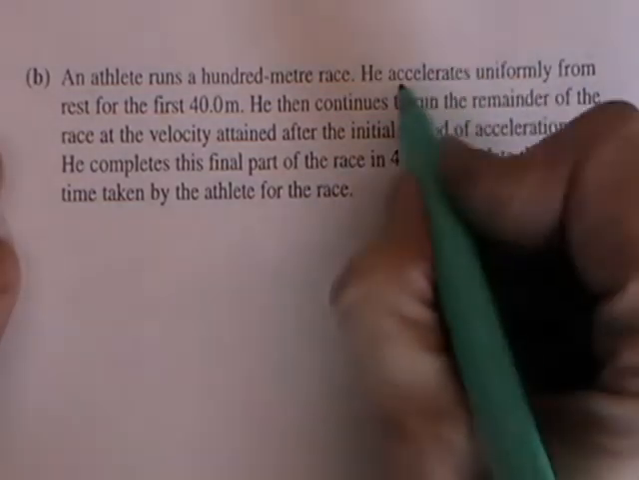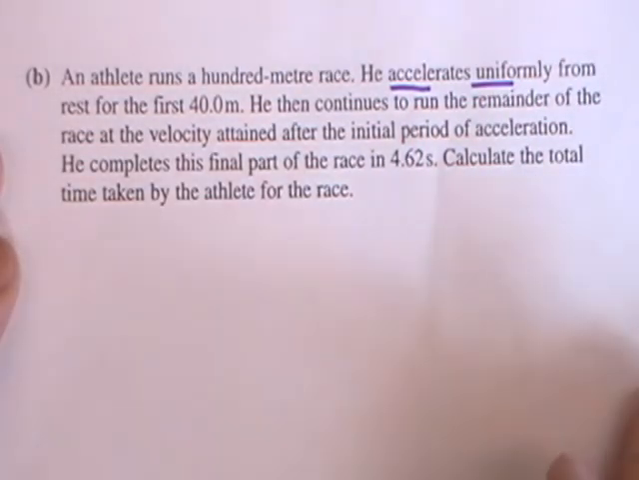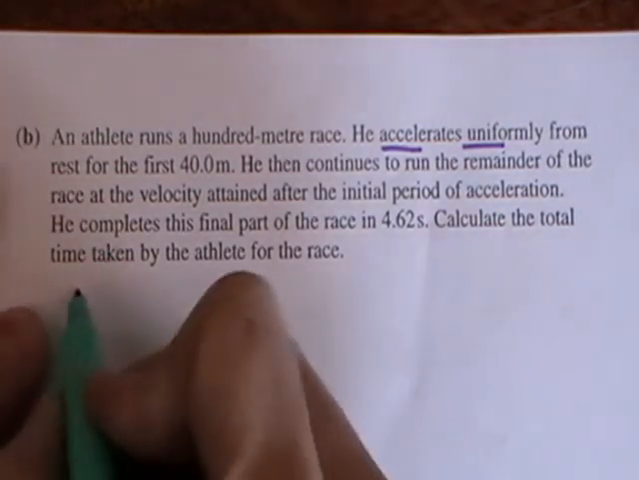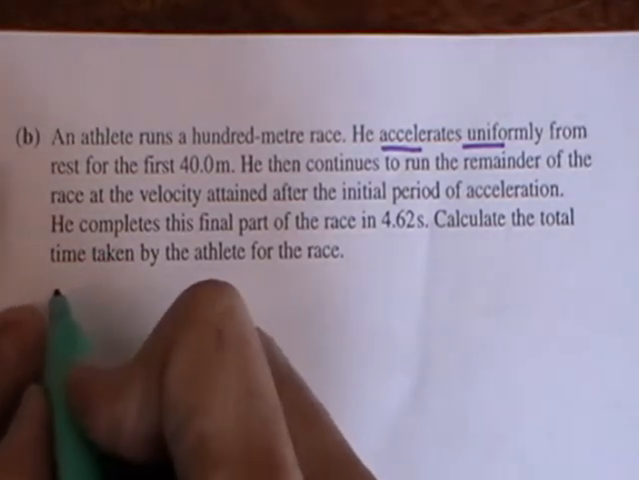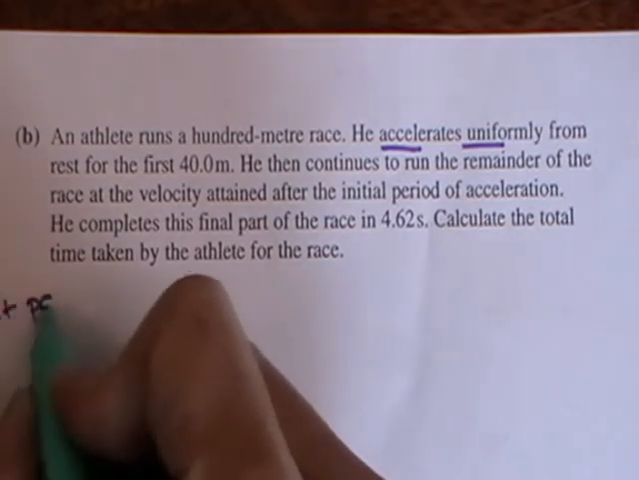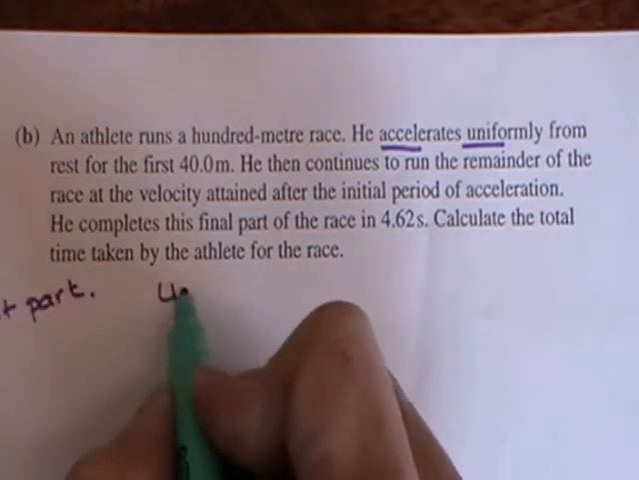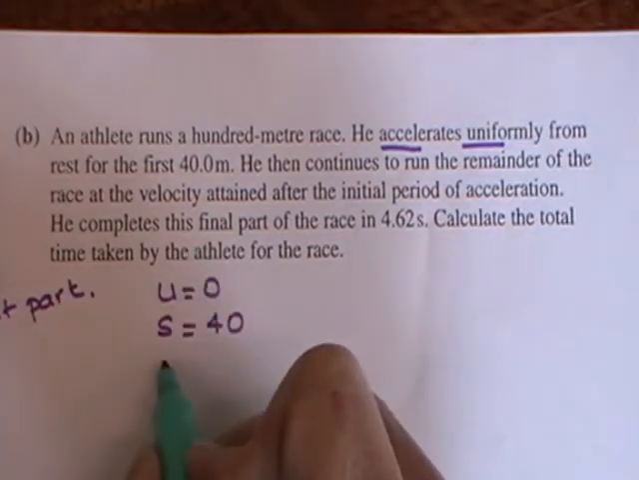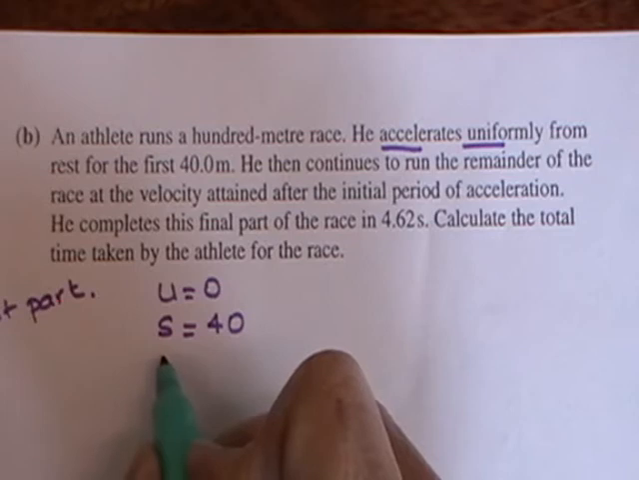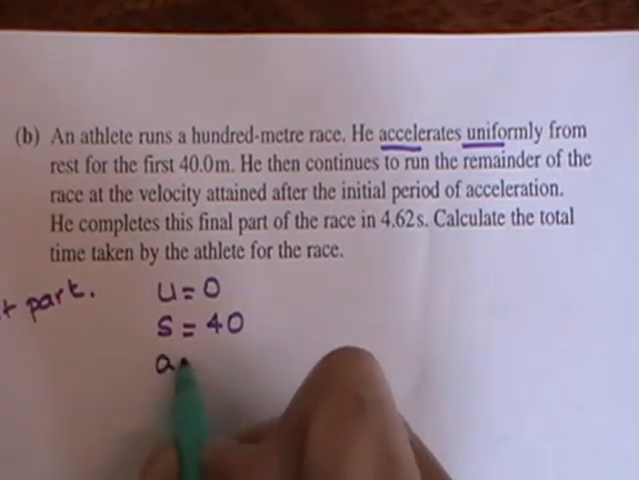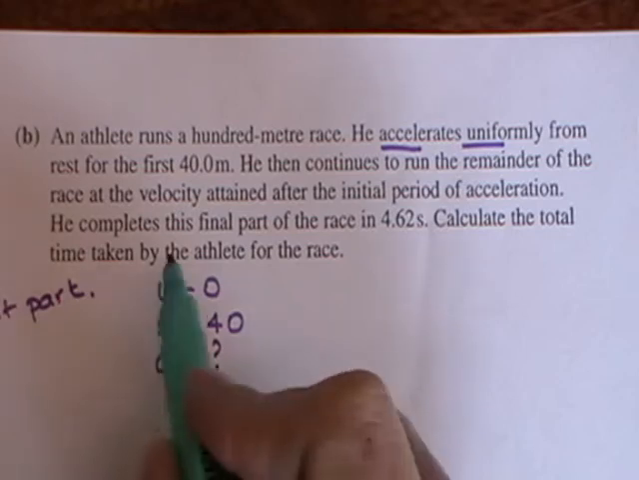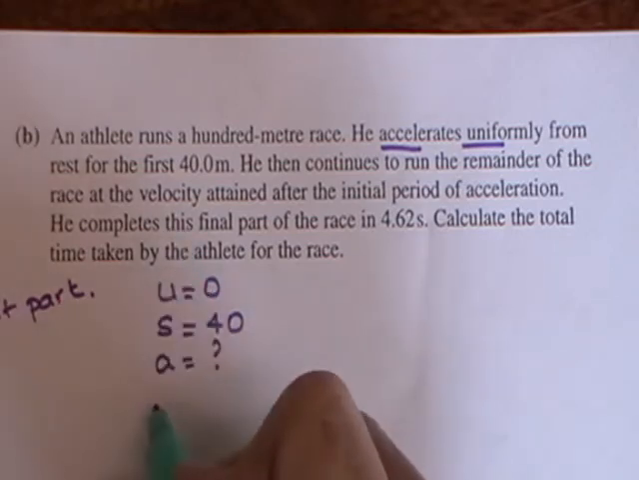So the first bit, there's uniform acceleration, and we're going to use equations of motion. So the first part of the race: he accelerates uniformly from rest. The distance he travels is 40 metres, and we don't know the acceleration, but we do know that he continues at a velocity of, we're going to work that out actually, for the second part of the race.